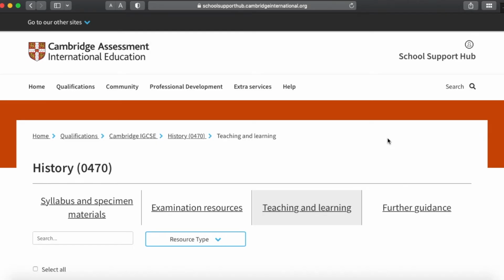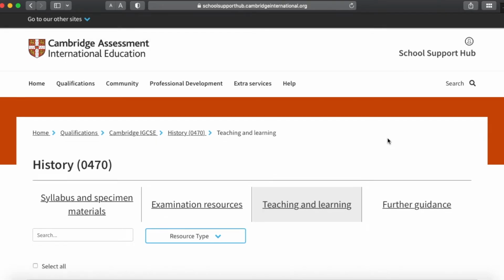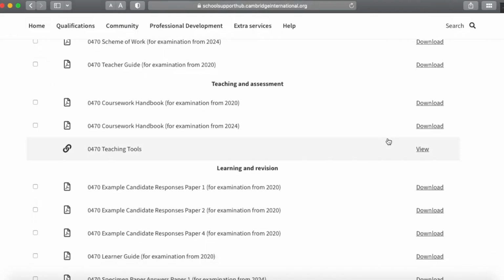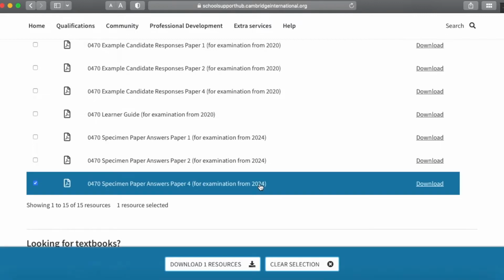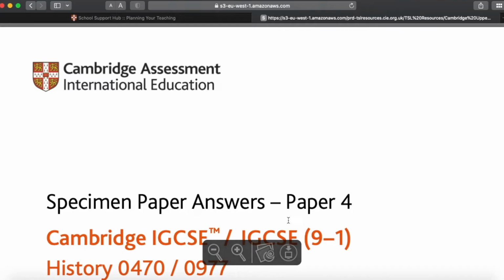Here we are again at the Cambridge Support Hub, and we'll scroll down to 0470 specimen paper, answers paper 4 for examination from 2024. It's the last one in that first group of documents, so download it. And I like to open it in preview so I can mark it up, which is what we'll do today. I haven't marked a sample paper from Cambridge with all of you yet, so this is the first time we'll do it.